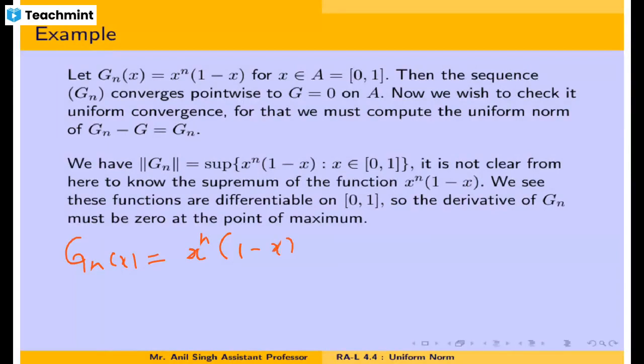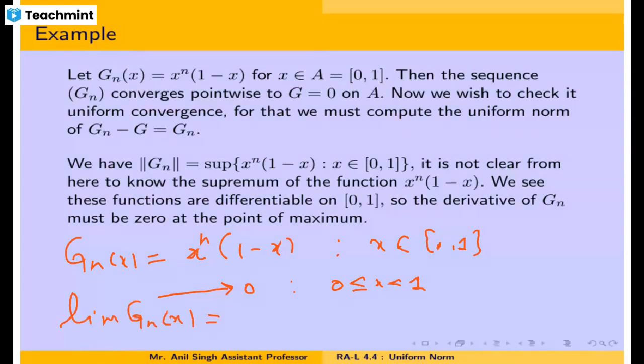So first, see what its limit is. If I fix x, where x is between 0 and 1, then x to the power n will converge to 0 whenever x is between 0 and strictly less than 1. When it converges to 0, 1 minus x makes no difference, because 0 times anything will be 0. But at x equal to 1, the value of g_n is 0 anyway. So in any case it converges to 0. So the pointwise limit of this sequence is 0. The zero function, let that be g. So this is a pointwise convergent sequence also on this interval.